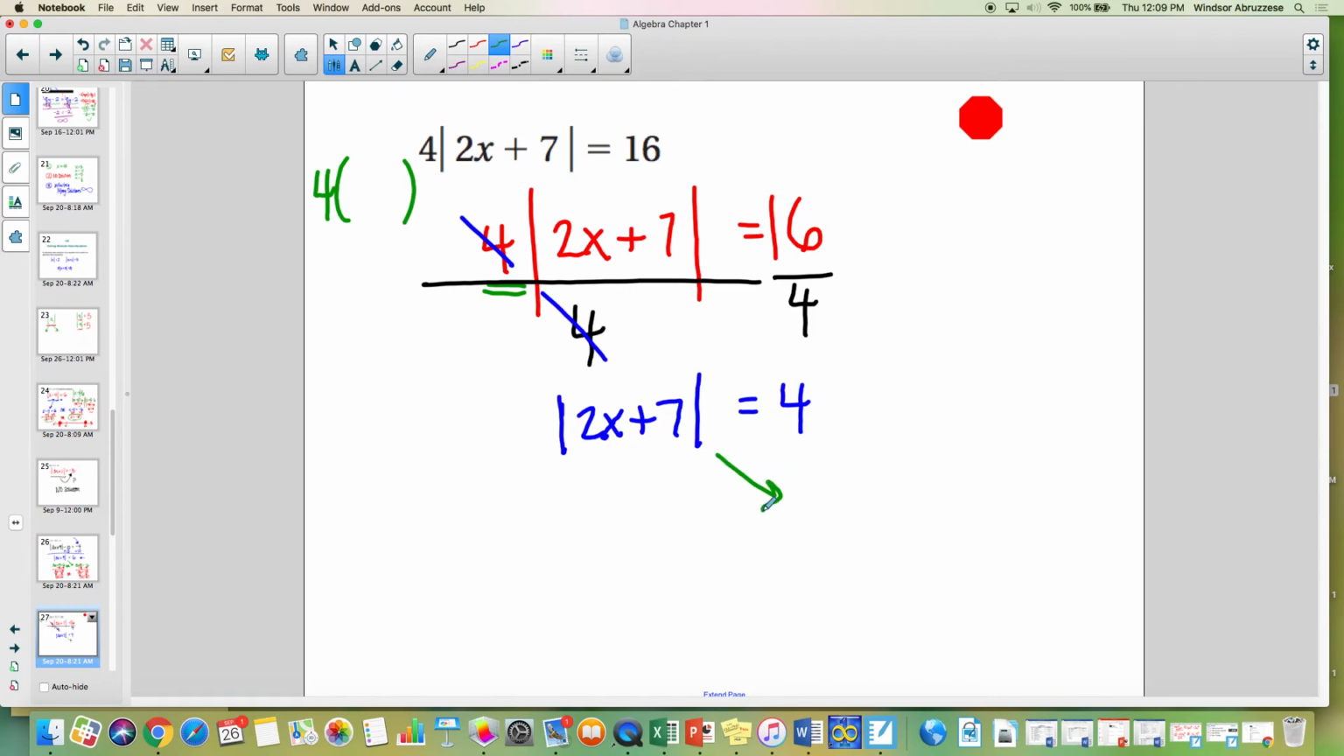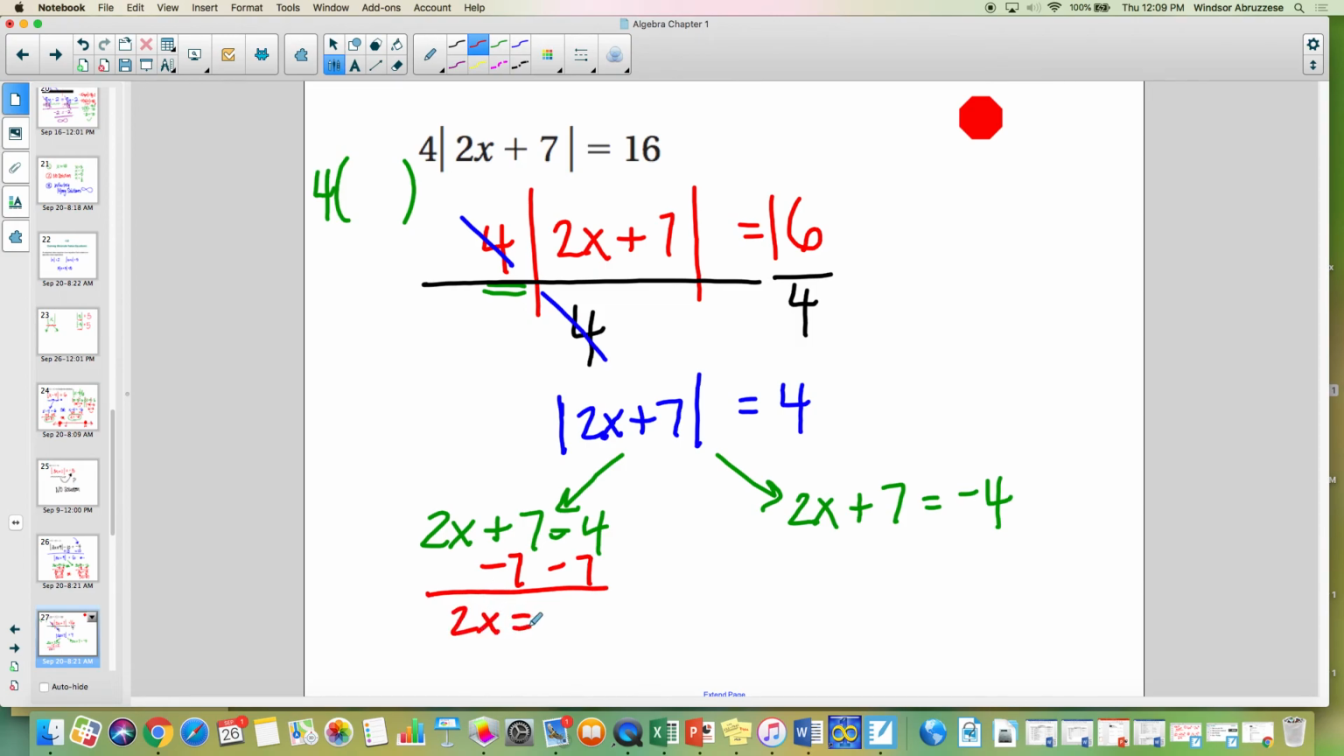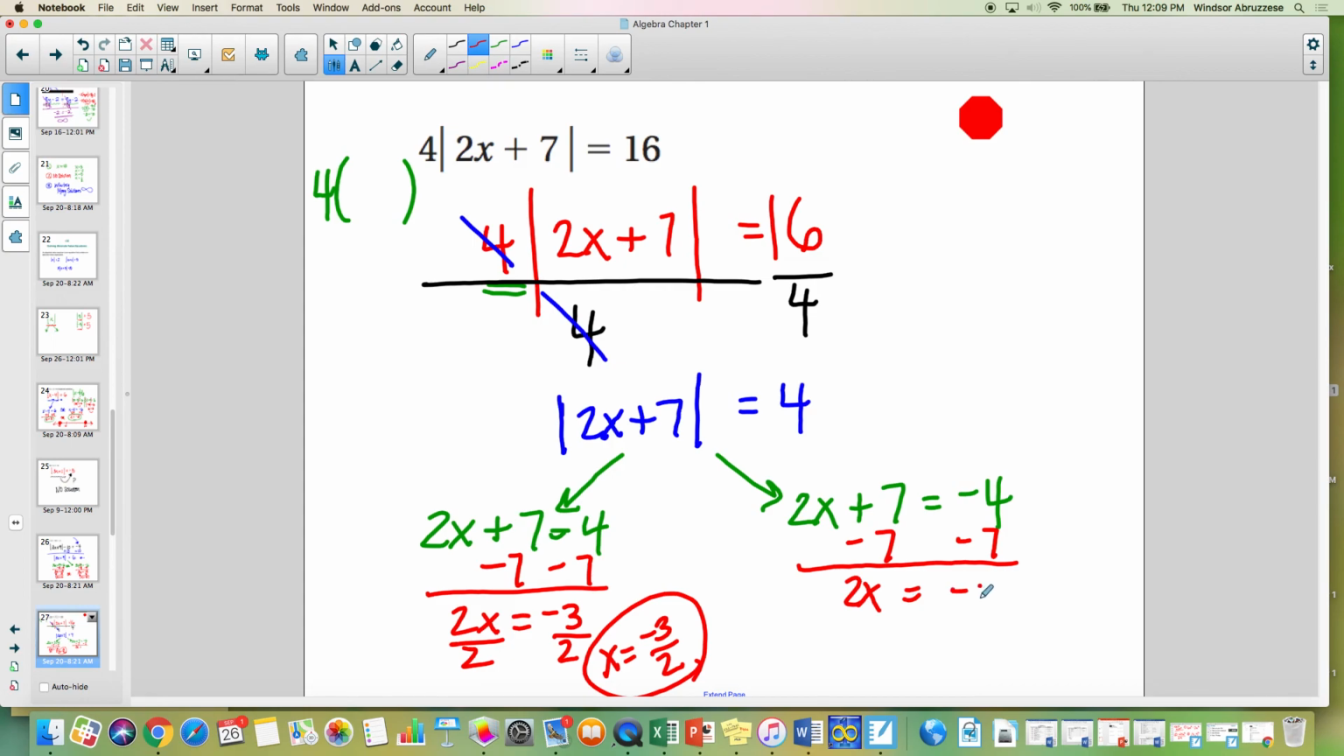So let's go ahead and set up our two situations. 2x plus 7 equals 4. 2x plus 7 equals negative 4. Let's solve these. Let's subtract 7 from both sides. 2x equals negative 3. Divide both sides by the coefficient of 2. x equals negative 3 halves. Same exact way on the second equation, minus 7 from both sides. Remember, 7 is your constant, the number that stands alone. Negative 7 and negative 4 is negative 11. Divide both sides by the coefficient of 2. x equals negative 11 halves.